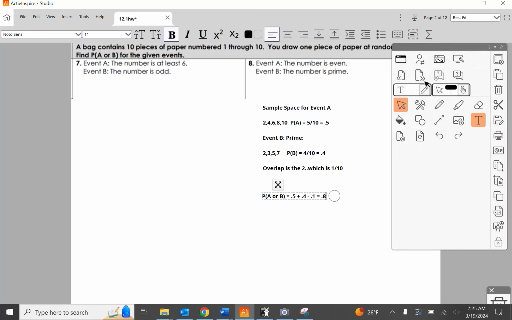Part of me wants to assign some IXL for this because IXL actually has some half decent probability stuff in it.